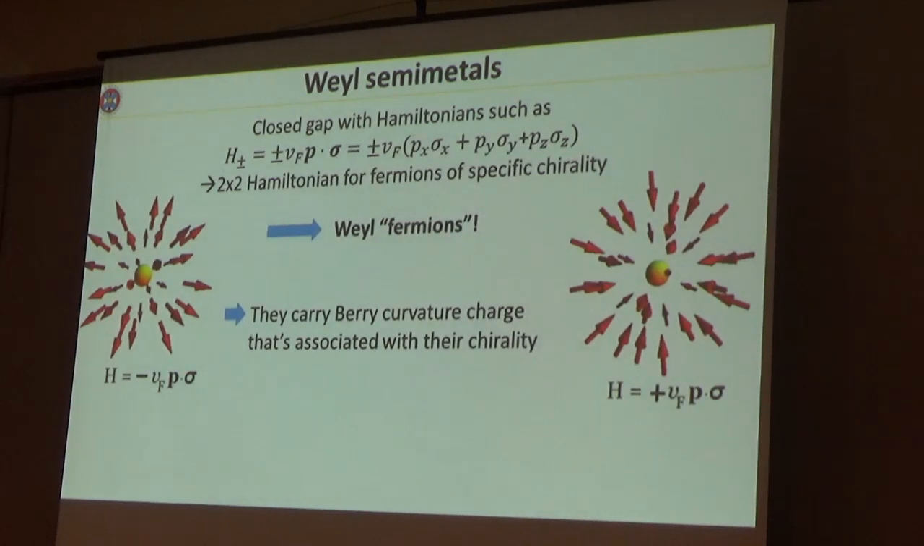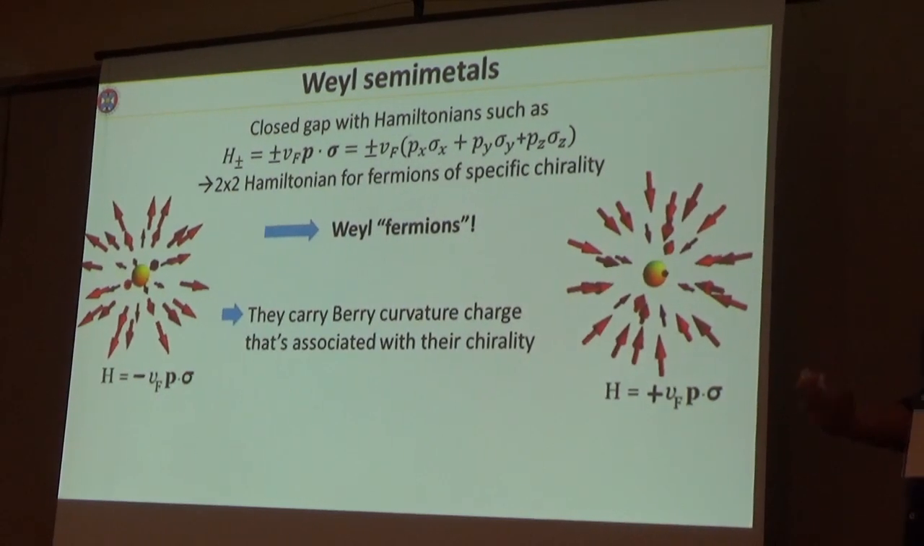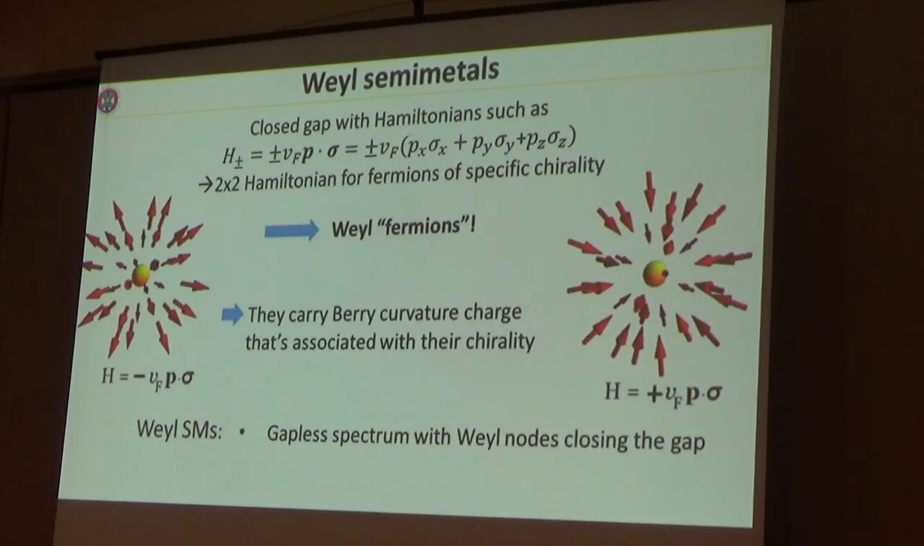So we have 2 Weyl fermions closing the gap, or an even number of them, and they carry Berry curvature charge, which is associated with their chirality. So Weyl semimetals are actually 3D materials that have a gapless spectrum with Weyl nodes closing the gap, and they're also described once again by the Chern number, but in a very interesting way.